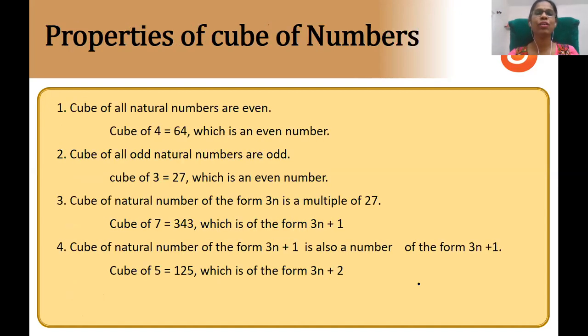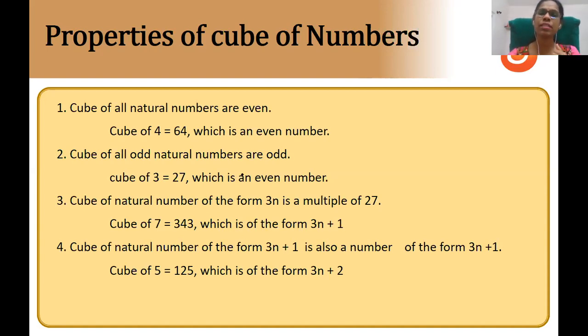Okay, now we'll discuss a few properties of a cube. How do these cube numbers behave? When we are finding out the cube of an even number, the cube is also an even number because we are multiplying it 3 times.